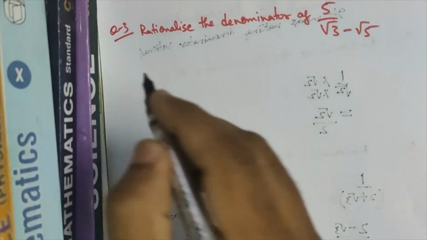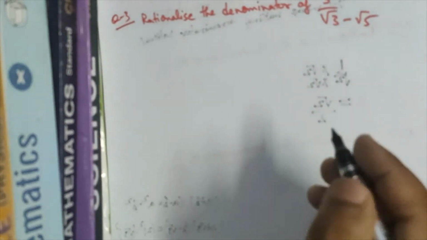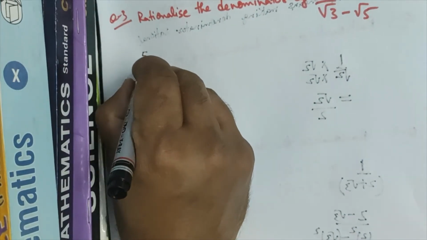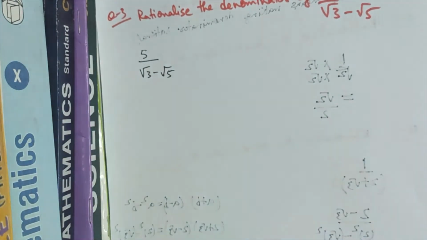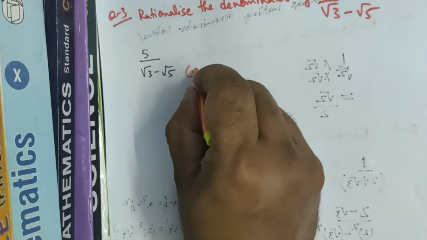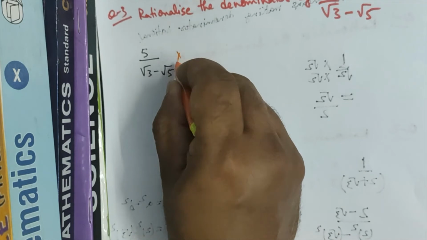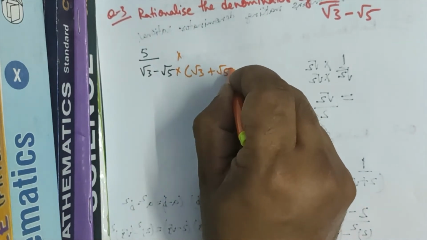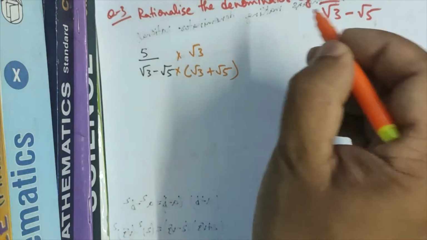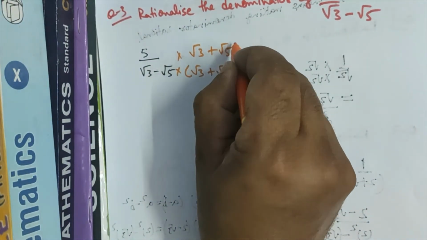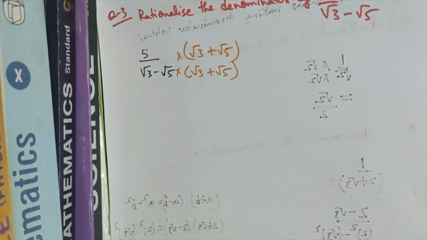Another example we'll take. Rationalize the denominator of 5 upon root 3 minus root 5. So here what will we do? We will multiply by root 3 plus root 5, because we have root 3 minus root 5. So numerator and denominator will be multiplied by root 3 plus root 5.